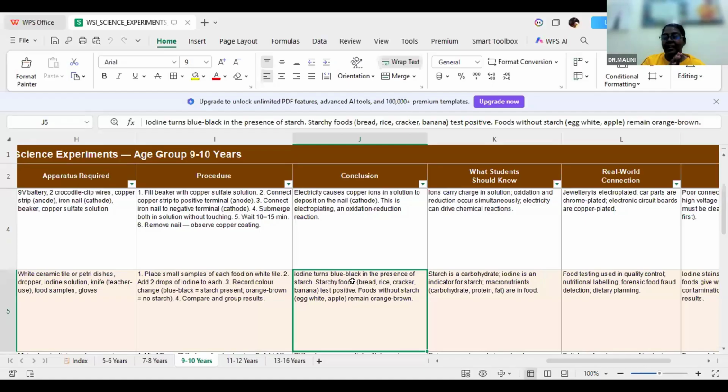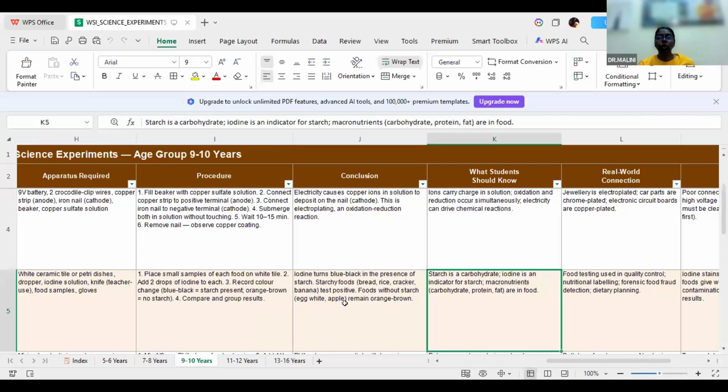So this conclusion is the science behind that experiment. The conclusion and the science behind it are almost the same. So when you are doing an experiment, you have to know why you are conducting it. So this is the conclusion for this: iodine turns blue-black in the presence of starch. Starchy foods, bread, rice, cracker, banana, test positive. Foods without starch, egg white, apple, remain orange-brown. So this is the science behind it, or the conclusion.